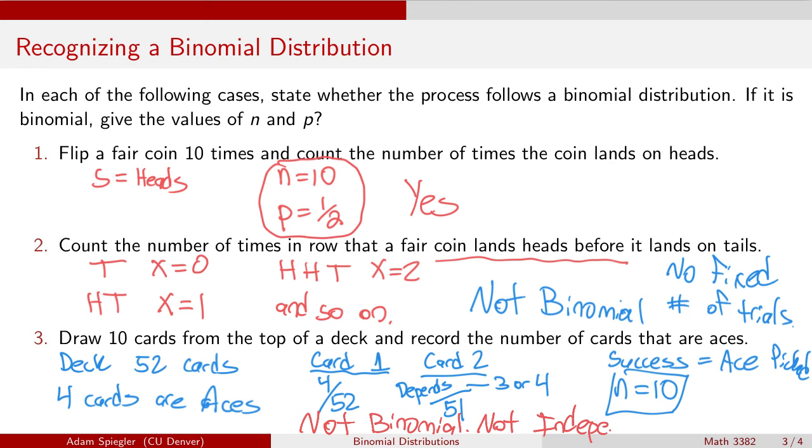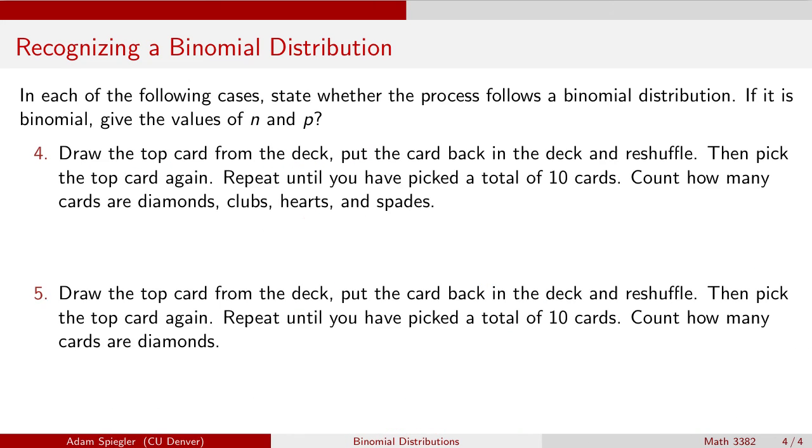And the reason, again, is that these are not independent trials. So out of these 3, just the coin flip experiment was binomial. The second one was not because we didn't have a fixed number of trials. The third one was not binomial because each trial was not independent of the others. So let's take a look at a couple more just to make sure we're comfortable with this.